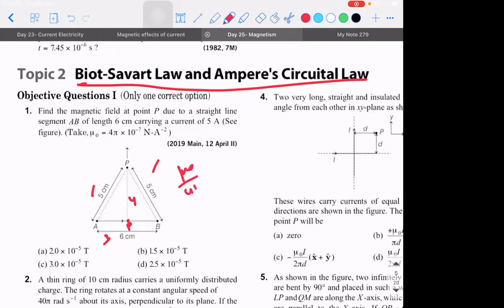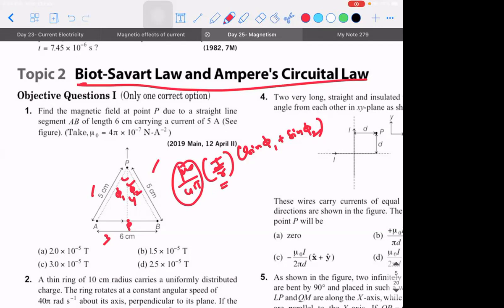Mu naught divided by 4 pi into I divided by R, due to a finite length conductor. It is sin phi 1 plus sin phi 2, correct? Where phi 1 and phi 2 should be the angles near the point where you are calculating the field. Now, they will take it at the base here. That is wrong. If you take it that way, cos will come, because that is how the formula is derived. R is the distance, the perpendicular distance. Pythagoras, it becomes 4, sir. Okay sir.